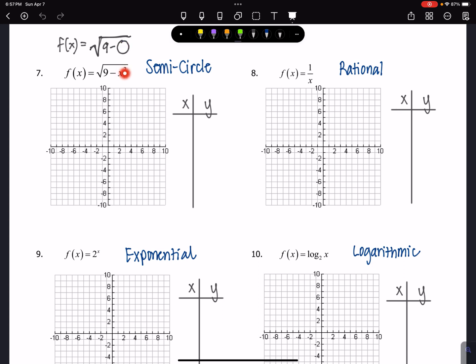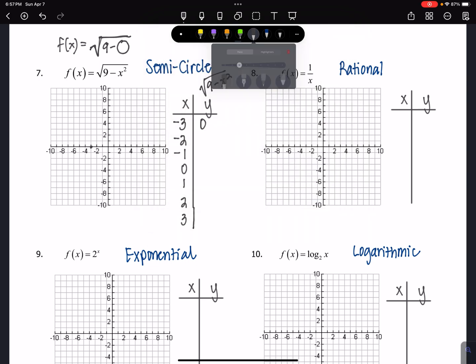So the number that I can put in would be 3, and even a negative 3. Negative 3 squared would give me a 9. So I can put in negative 3, negative 2, negative 1, 0, 1, 2, and 3. When I put a negative 3 in, I get 9 minus 9. Negative 3 squared is 9. 9 minus 9 is 0. The square root of 0 is 0.